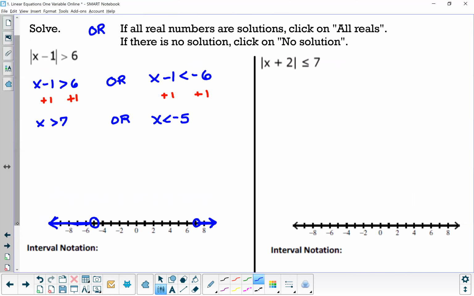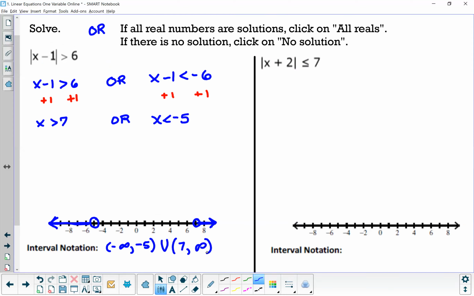We don't need both of those graphs. And then our interval notation, we have two parts, so we have to go from negative infinity, comma, to -5, parentheses, our union, parentheses, and then we have 7, comma, infinity, close parentheses.